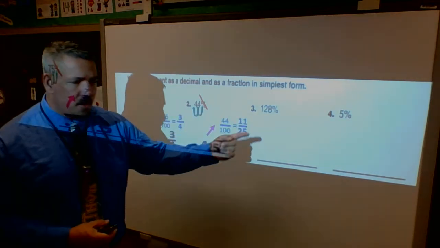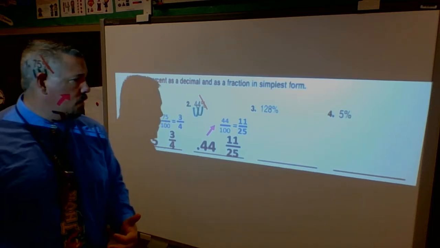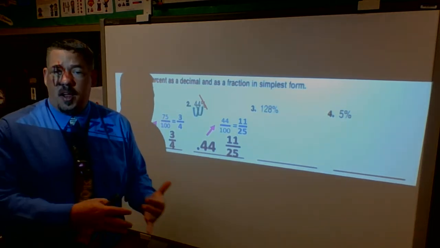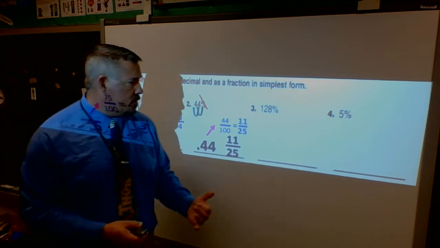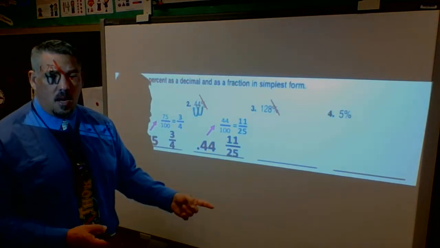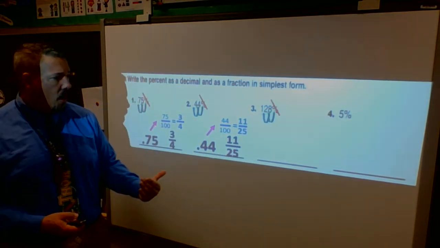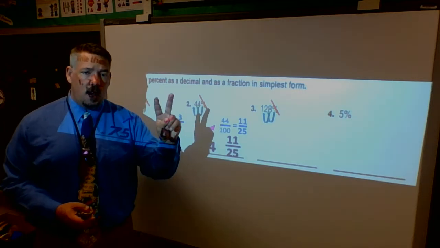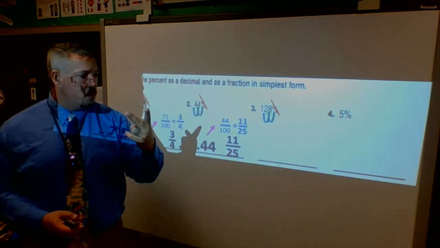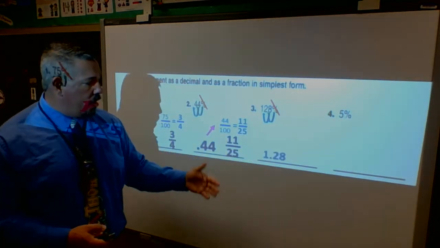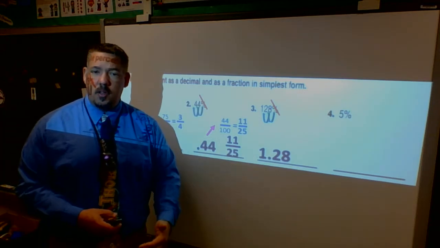What about this one? This is bigger than 100%. It doesn't matter. It doesn't change how we do our math. We still do it the same way. I drop my percent sign. I move it from right to left 2 times. Remember? Always 2 times and never more than 2 times. I'm going to have 1 and 28 hundredths.